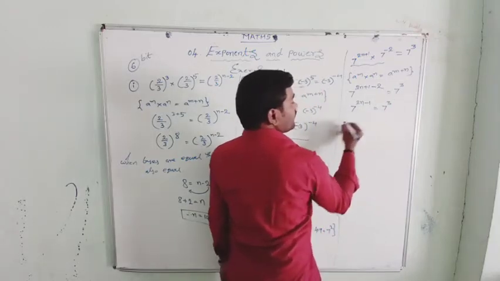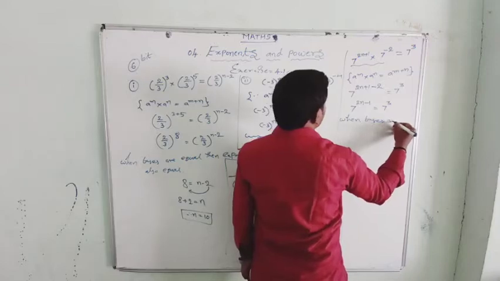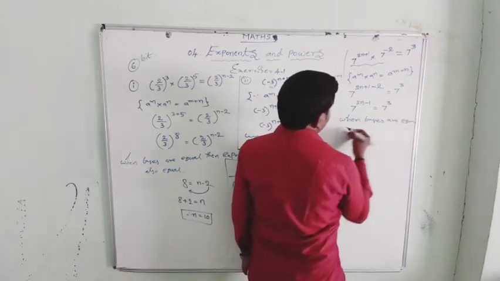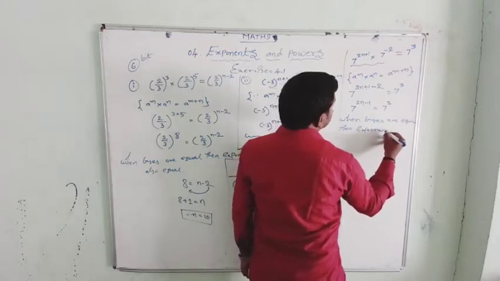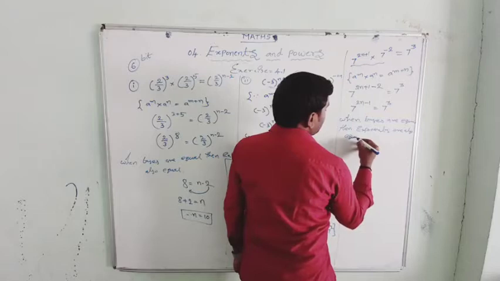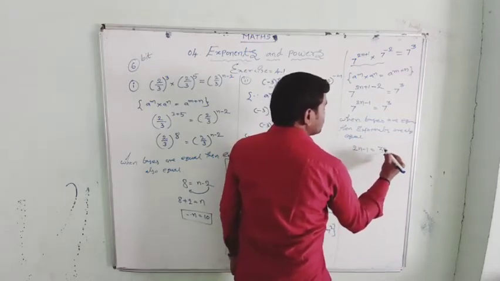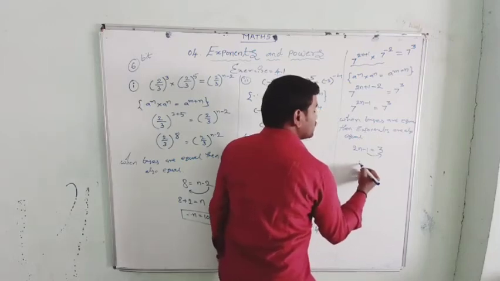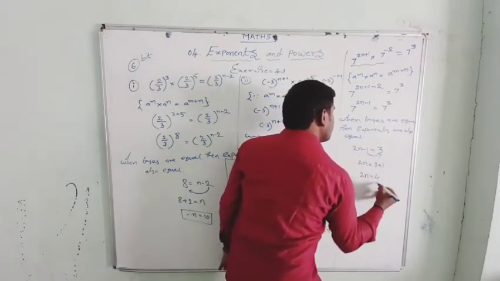When bases are equal, then exponents are also equal. We know that. So here 2n minus 1 equals 3. This minus 1 will transfer to this side. 2n equals 3 plus 1. The 2n equals 4.